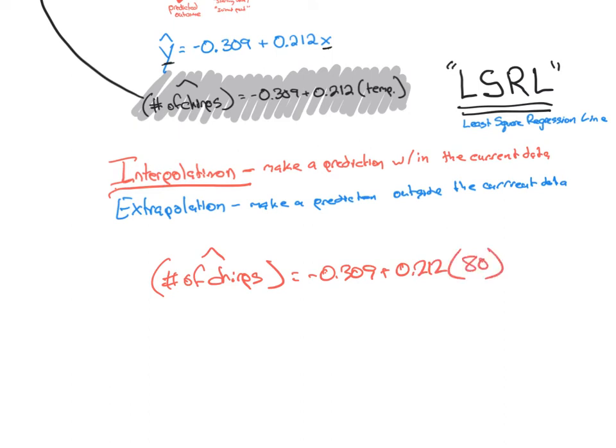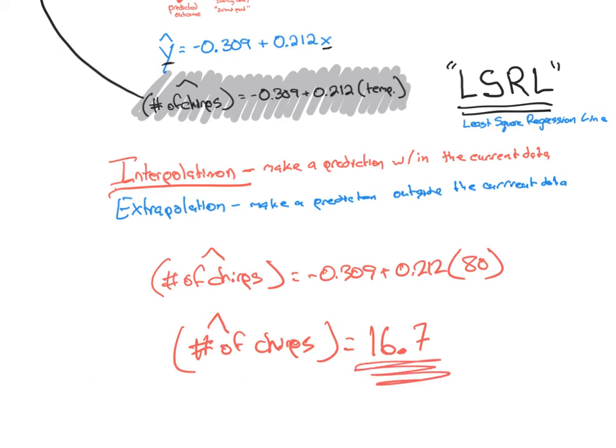So literally, I'm going to go in my calculator. Negative 0.309 plus 0.212 times 80. And I would get the predicted number of chirps to be 16.7. All right, 16.7 chirps. There we go. That's what it looks like right there, right? So these crickets, we would predict if it's 80 degrees out, 16.7.